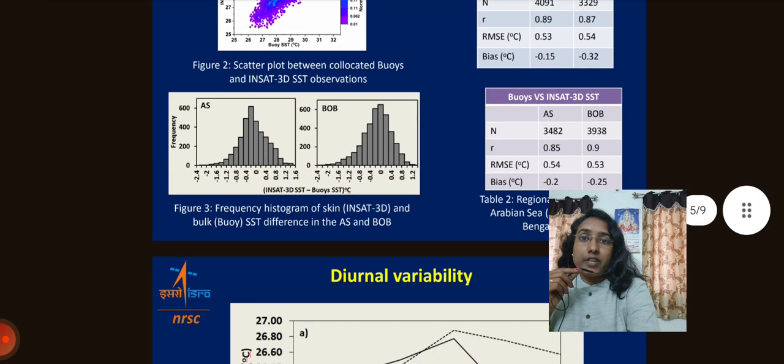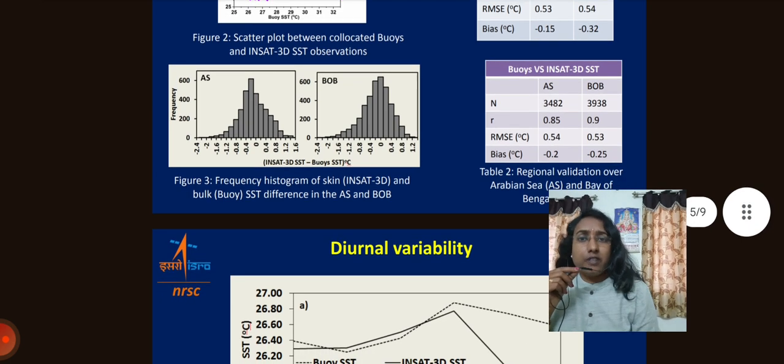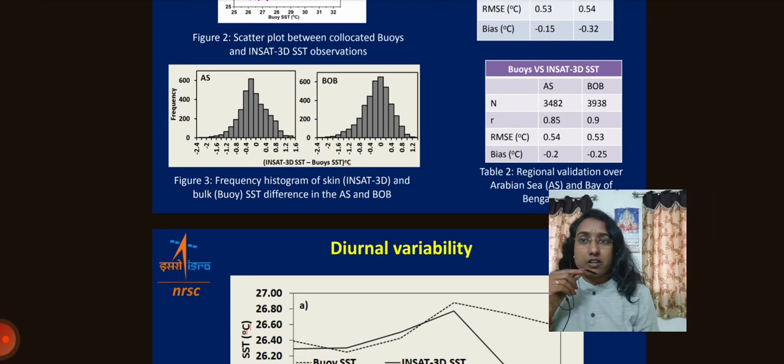We have got a very good number of points for the Bay of Bengal and found a strong correlation in the Bay of Bengal compared to the Arabian Sea. And as we all know that satellite SSTs are skin SST, that is, INSAT-3D here will be the skin SST, whereas the buoy SSTs will be bulk SST. The skin and bulk SST difference over the Arabian Sea and Bay of Bengal has also been studied here. So we found that around 53% of INSAT-3D SST is underestimated in the Arabian Sea, whereas 50% of INSAT-3D SST is underestimated in the Bay of Bengal.